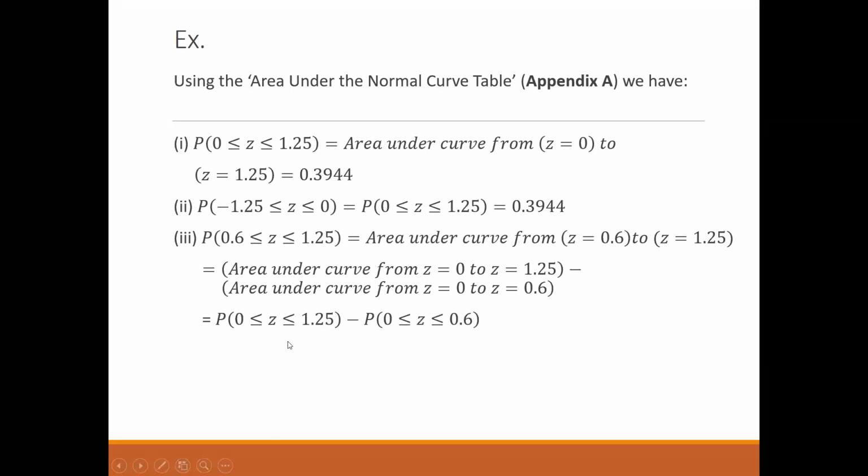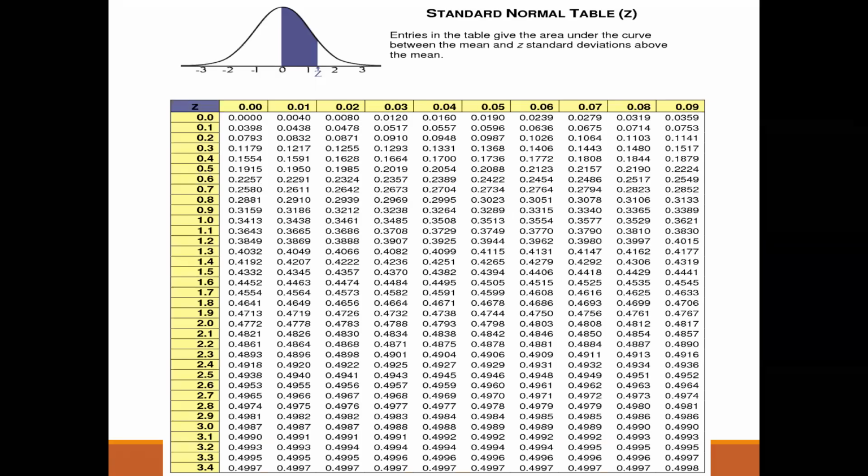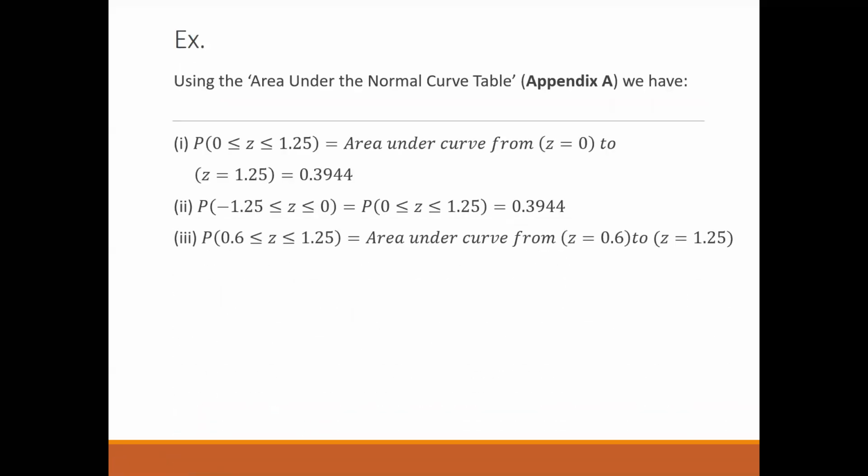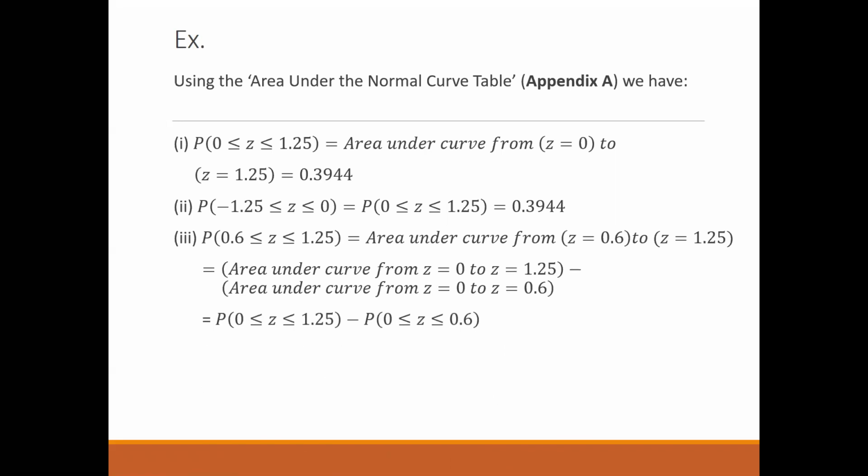Even I'll show you for 0.6. Let us go back to the table. So you can see this 0.6. For 0.6, it is 0.2257. Here it is. Clear? So I use these two values and perform the calculation. So the final answer will be 0.1687.